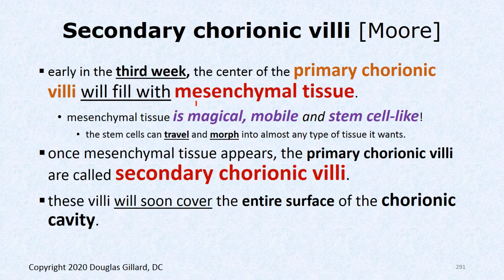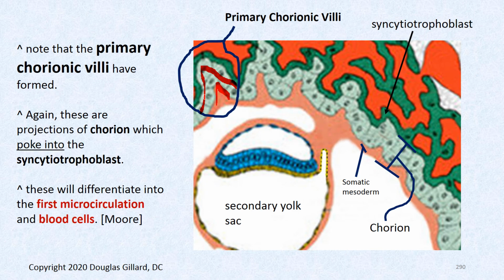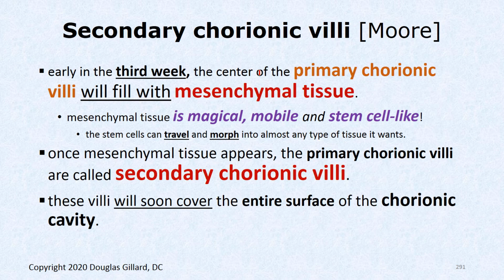Okay, so now what happens next is we get a new cell transfer. We won't get into the details because they don't understand it, but new cells will start to form inside here, and they're going to be mesenchymal cells, which are like stem cells. They're a little bit pre-programmed, but they're magical. They're stem cell-like. They're mobile. They can move and travel. And so the primary chorionic villi gets filled with a mesenchymal tissue.